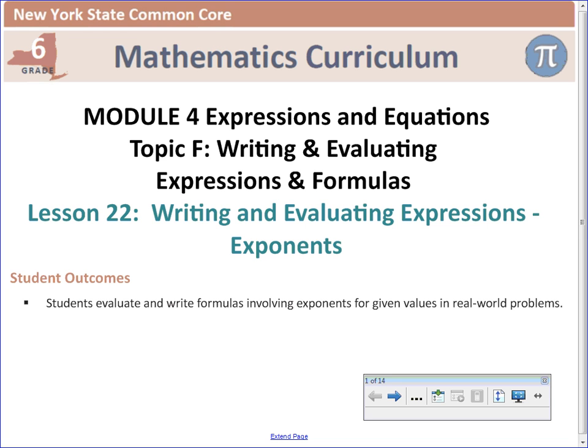Okay, today is Module 4, Lesson 22. We're still working on writing and evaluating expressions, but today we're going to focus on exponents. So let's review exponents. We've done them before.